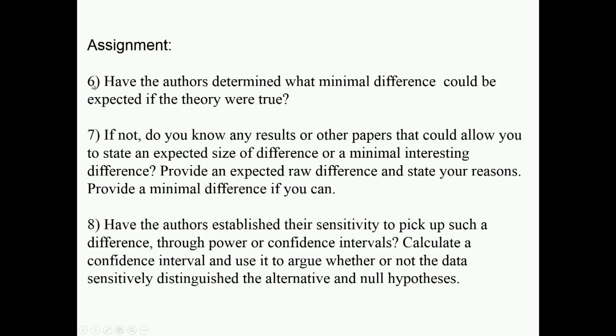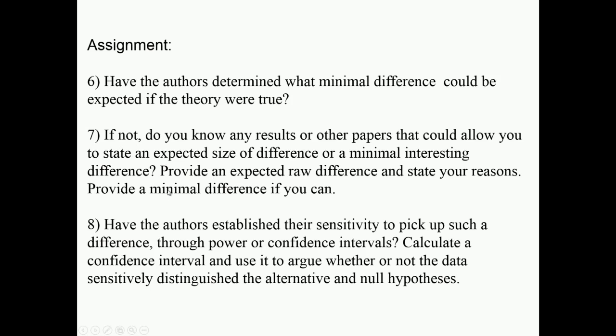Bear these points in mind when you do the Popper section. All right, so this is the assignment for the orthodoxy. Have the authors determined what minimal difference could be expected if the theory were true? Because remember, you need to do that to do power or confidence intervals. And the answer probably is no, they didn't. Who does? Some papers might, but probably not. Then I ask you to estimate an effect size you would expect in this situation. I've chosen papers where you don't have to go hunting for lots of things. It'll be in the paper. I've told you a paper you can use to get an expected difference. You use a previous study that did something very similar and say, I roughly expect to get the same again.